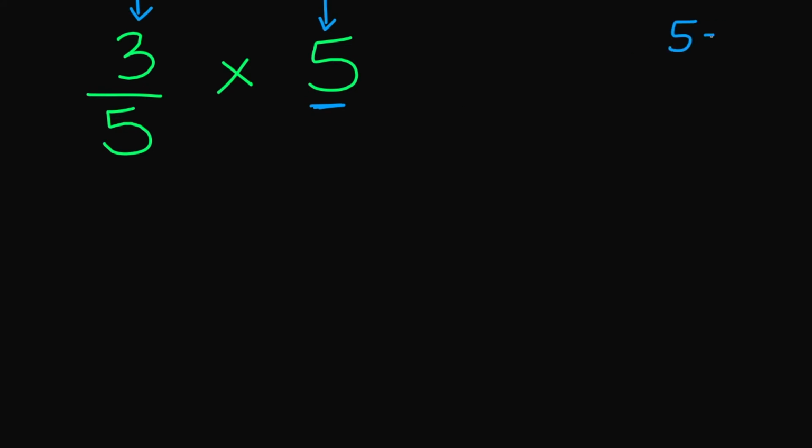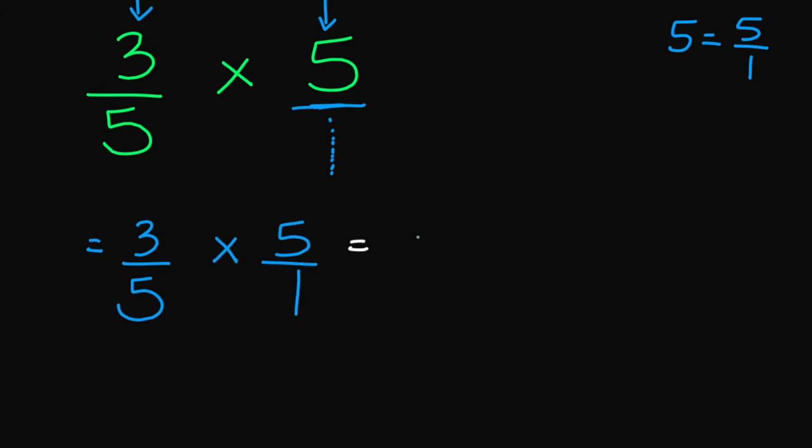Let's try 3 over 5 times 5. We have a proper fraction and a whole number. So we need to turn this whole number into a fraction. If I turn my 5 into a fraction, this is going to turn into 5 over 1. Remember, you have your imaginary 1 right here under this 5. Now I can go ahead and multiply across. So we have 3 over 5 times 5 over 1.